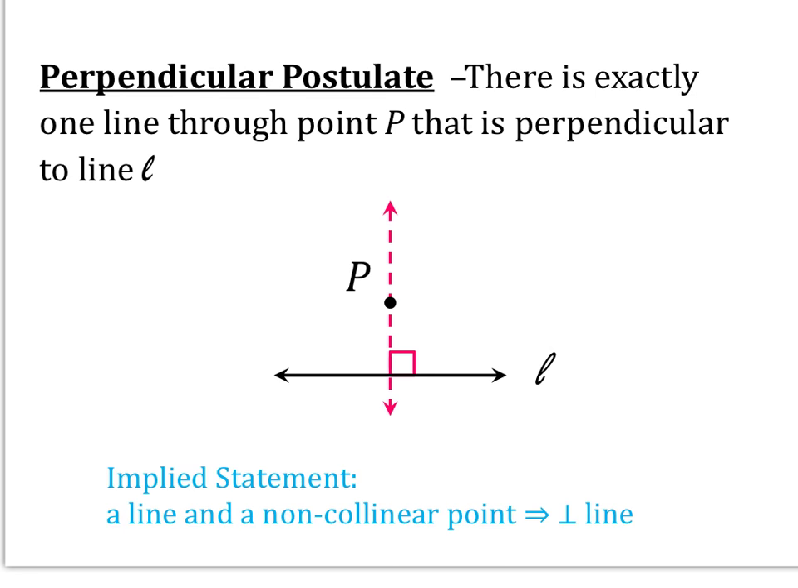We also have a perpendicular postulate. It states that there is exactly one line through point P that is perpendicular to line L. In other words, if there's a point non-collinear with any line, there exists a line through that point that is perpendicular to the given line. So our implied statement, write it down: a line and a non-collinear point implies a perpendicular line. A new one to memorize.